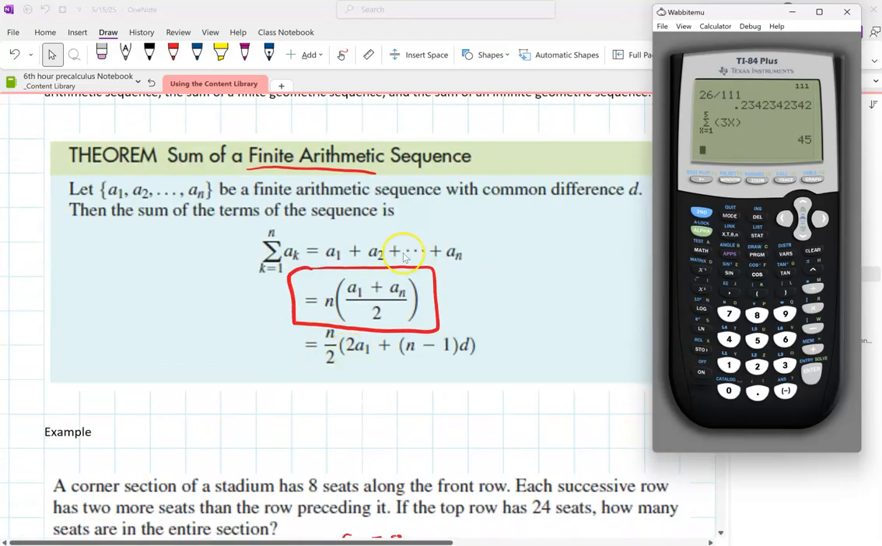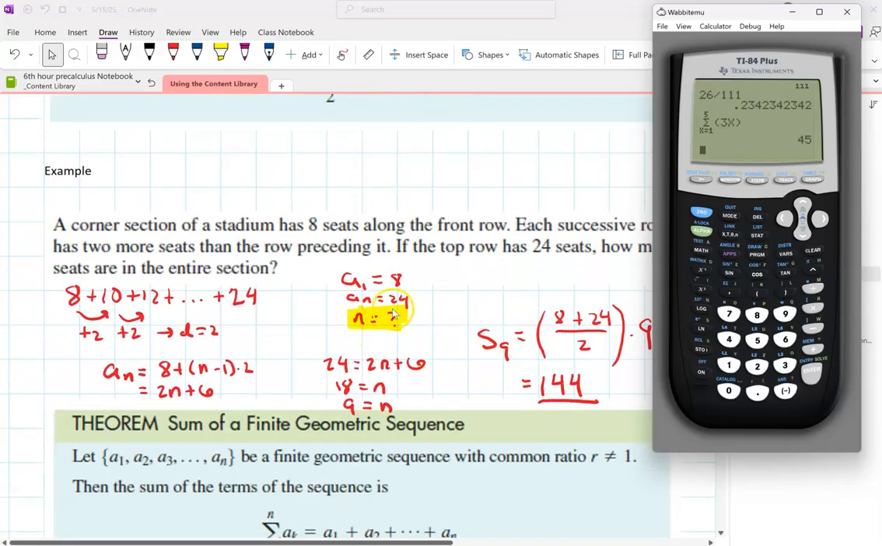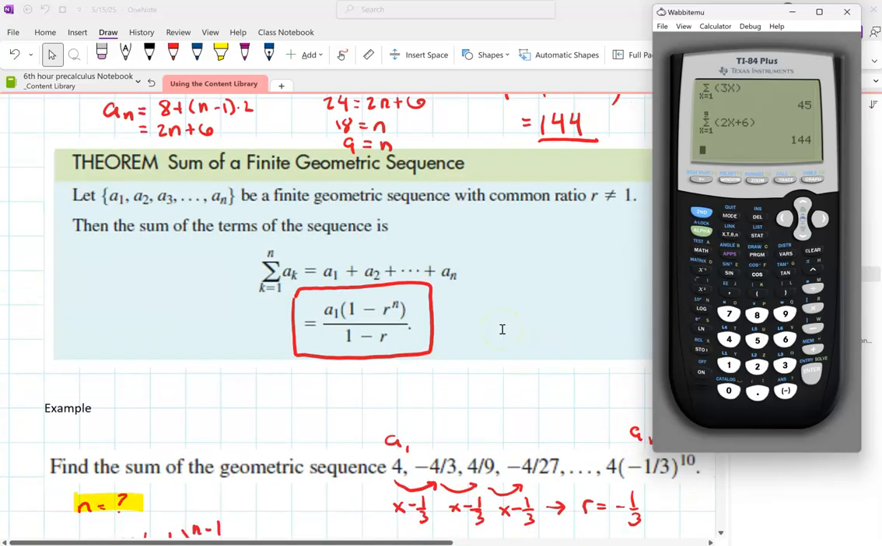So if I forget this formula, and I think, oh, well, I know the sequence is this, and I can find the end, but I can't remember the formula. Well, again, you can still do that. Math summation, x equals 1 to 9, and then my sequence 2x plus 6. There's the 144 again, just like we got using the formula. So this is a nice tool to have.